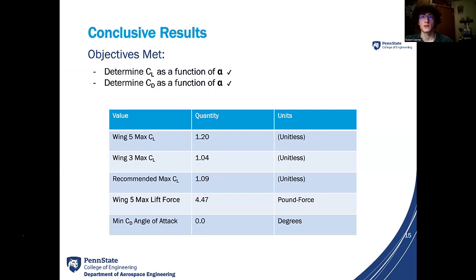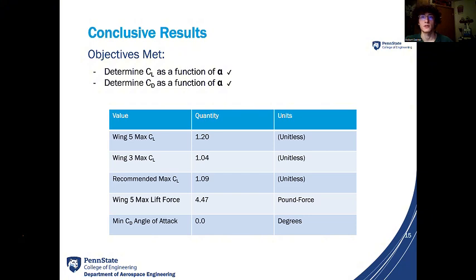We hypothesized that airfoils with larger amounts of camber would generate greater lift due to the steeper angle the air travels over the wing. This held true for the experiment for the 0 camber RRA airfoil, the 4.5% camber airfoil, and the 9.8% cambered airfoil. Labeled below are the 5 most important values from this experiment, which include Wing 5's maximum CL of 1.2, Wing 3's maximum CL of 1.04, and the recommended airfoil max CL of 1.09.